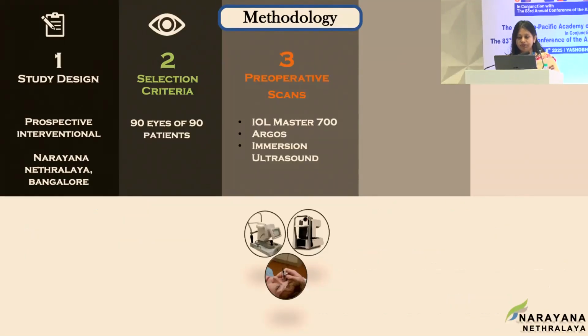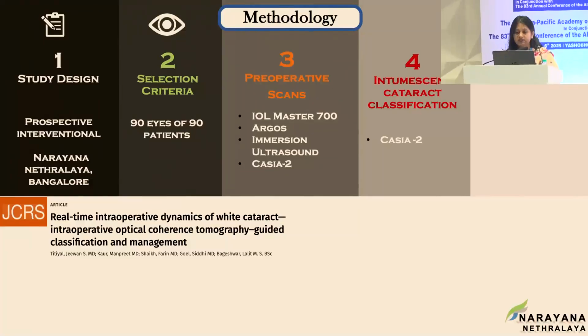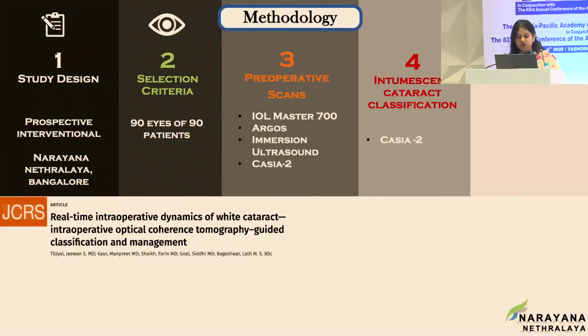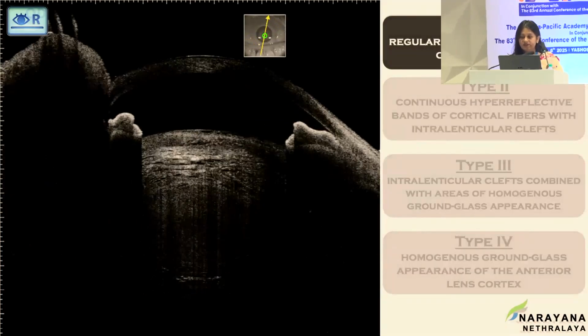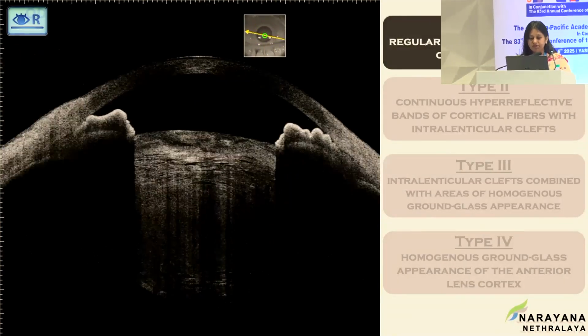We did preoperative biometry scans for all of them. Now, on AIOS2025, the patients were classified into 4 groups based on the AIOS2025 classification given by Dr. Titya et al. Group. So here, if you see, this is the type 1, where there are regularly arranged lamellar cortical fibers with very minimal clefts.